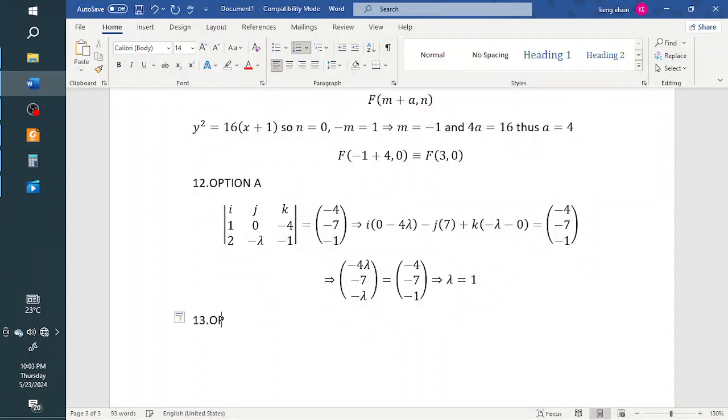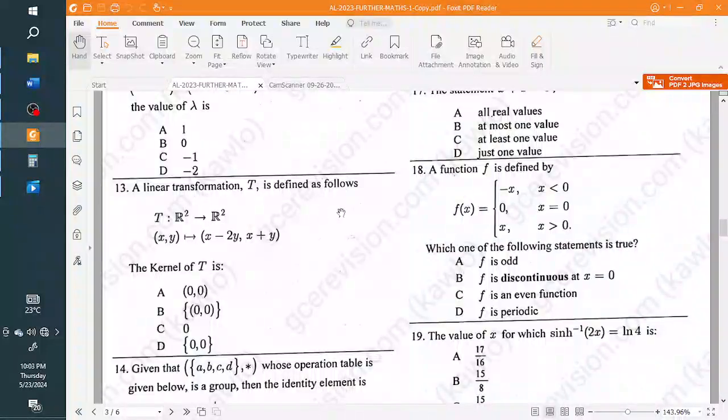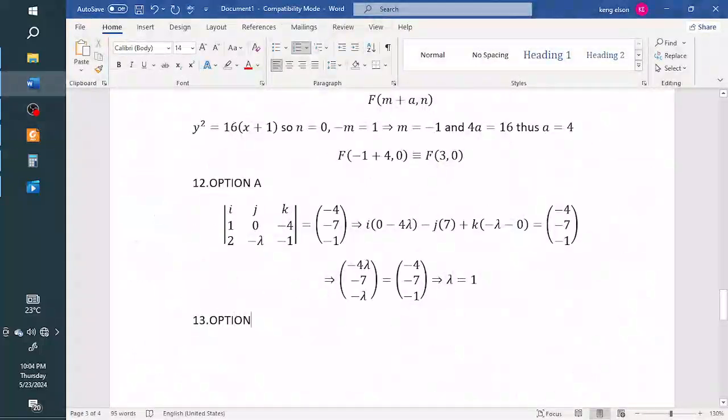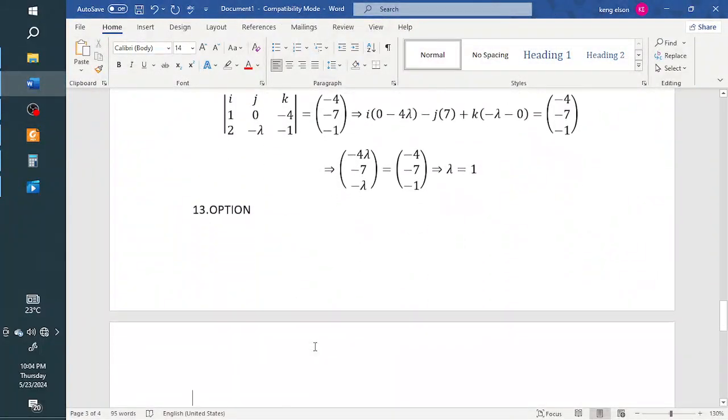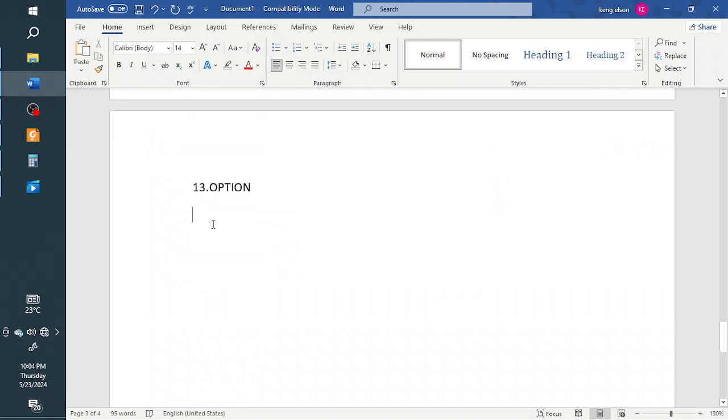Question 13. A linear transformation T is defined by this. The kernel of T is, so this is a linear transformation, and the kernel is just the set of all vectors whose images are 0. The kernel is a set. Okay, so let's give the formal definition of the kernel.